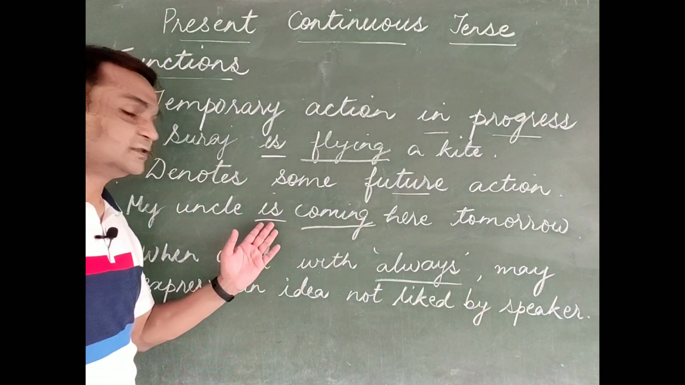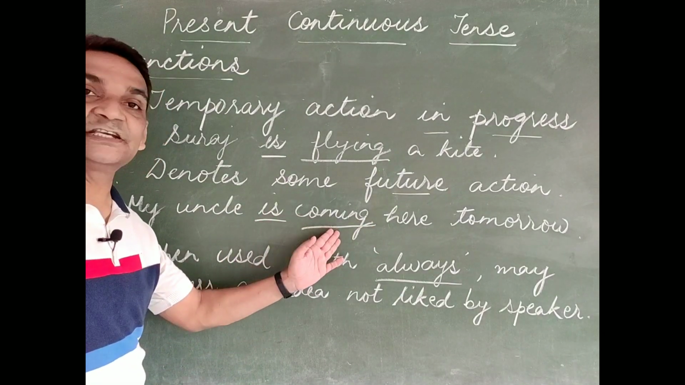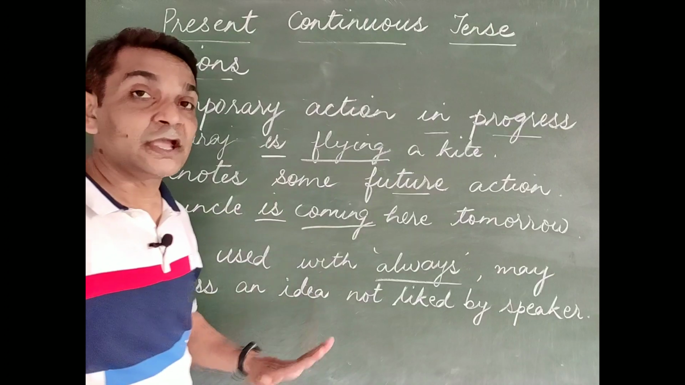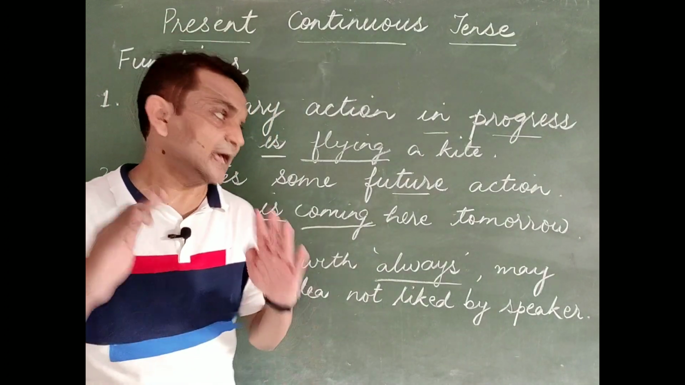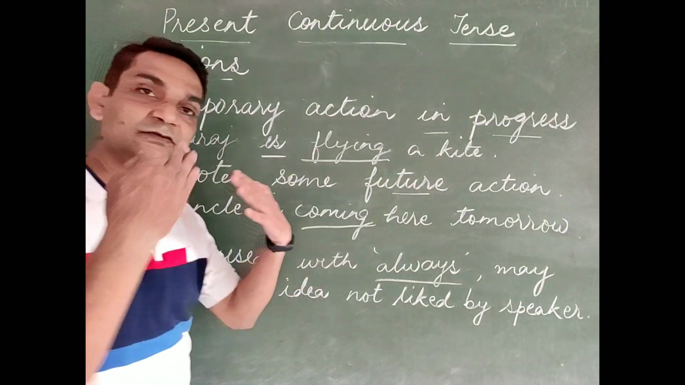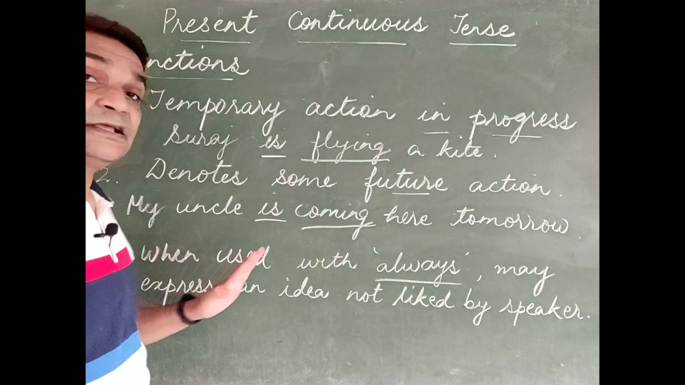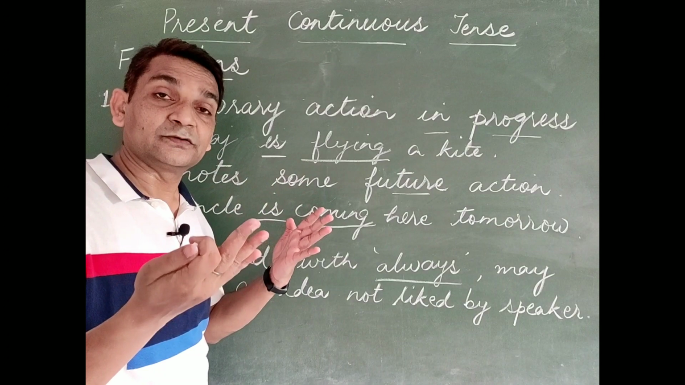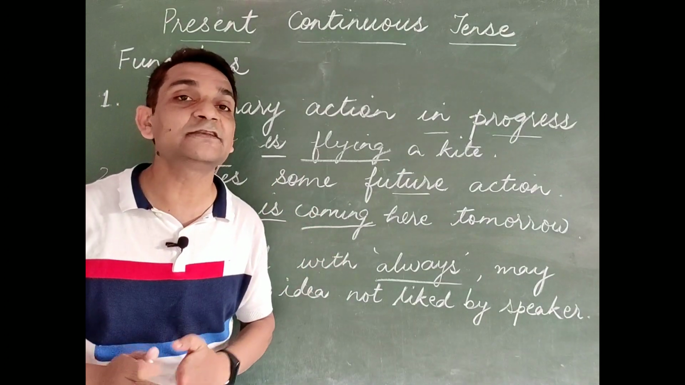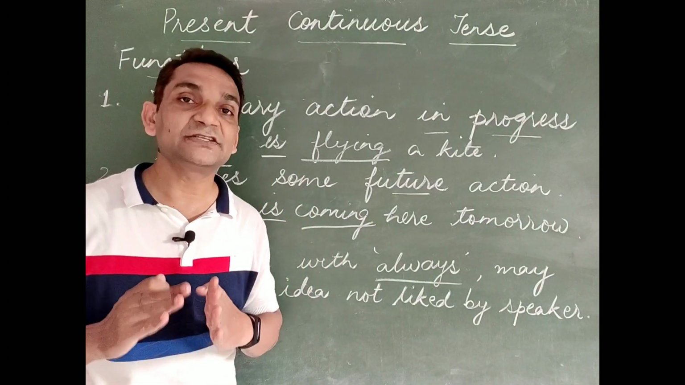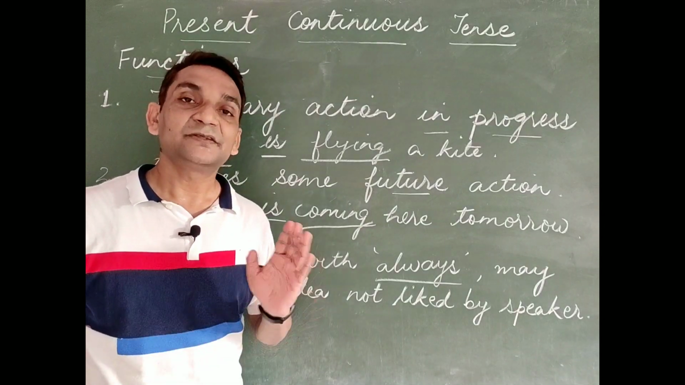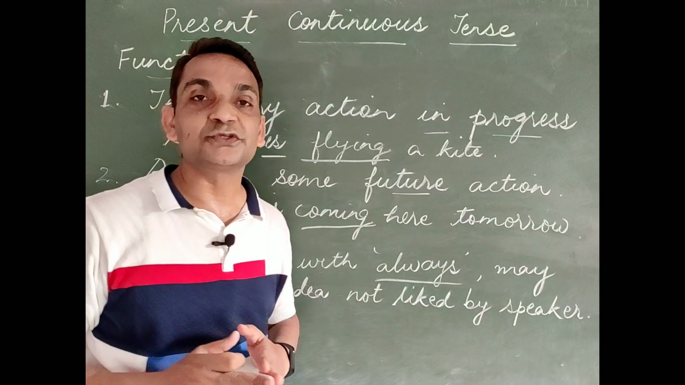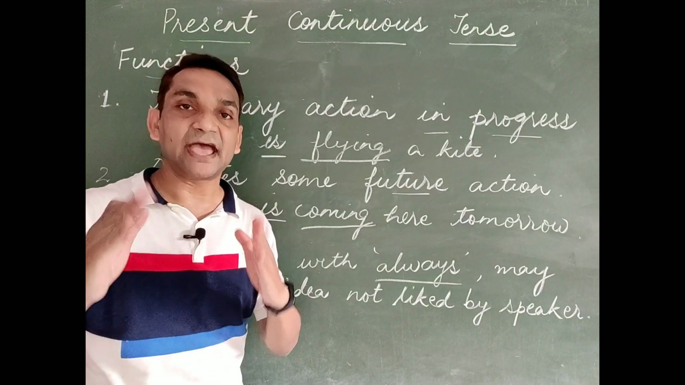As you can see with the use of is and ing form of the main verb, but it is not talking about some present action. The action is regarding future, that the uncle will be coming tomorrow. So instead of saying this sentence in future, the statement is in present continuous tense. So mind it, present continuous is also used to denote some future action.